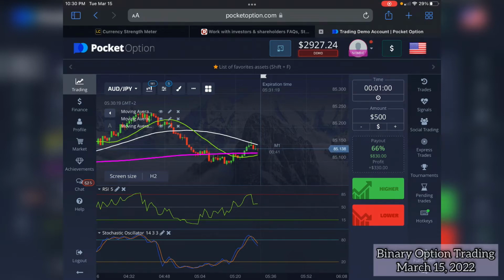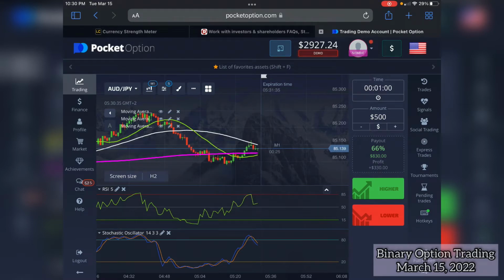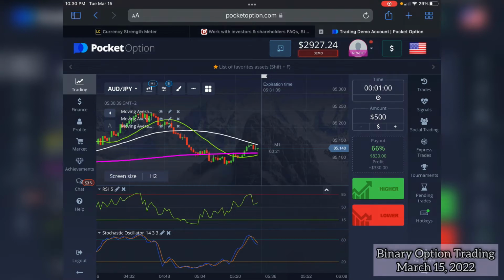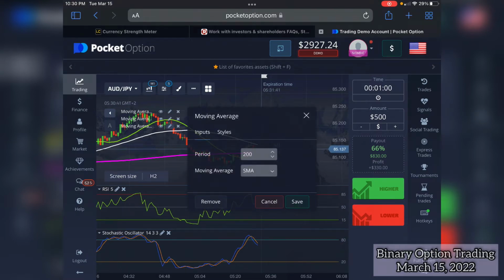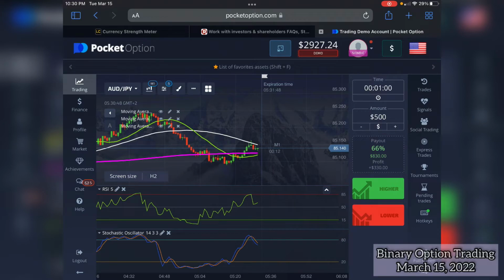Currently, as you can tell, I have my stochastic oscillator, my RSI, and 3 moving averages. Let's just go at the top. I have my 50 SMA as my white line, my 21 SMA as my green line, and my 200 SMA as my purple line. You can make it darker with the pixels on everything so you can see everything better.